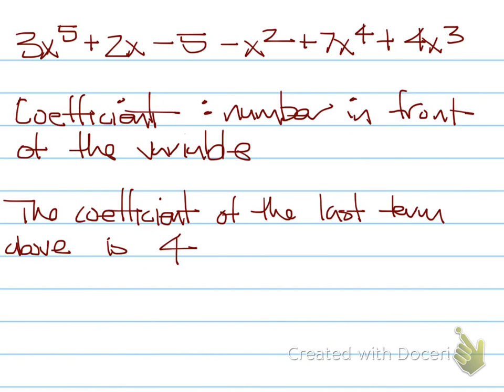A term's coefficient is the number in front of the variable. In the polynomial above, the coefficient of the last term is 4.